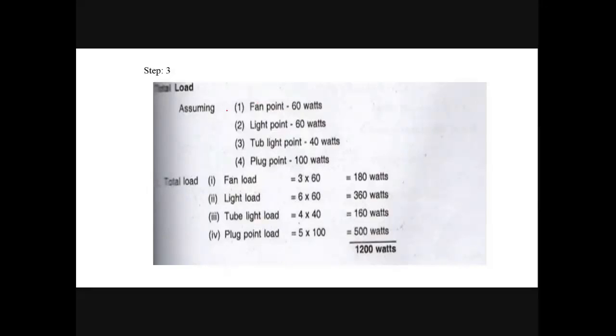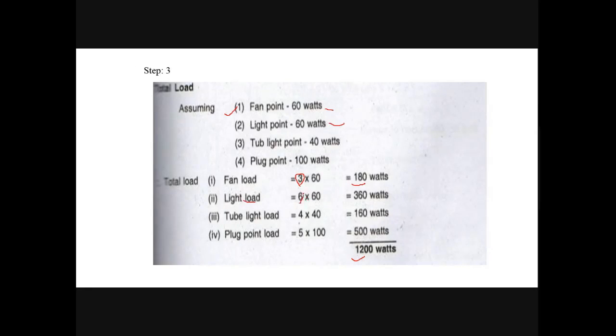Now the total load we have to assume, because they have not actually given the wattage rating. We have to assume for the fan. Let's say this fan can be of 60 watt. The light point uses 60 watt, the tube light uses 40 watt, and the plug uses 100 watt. So according to the total load, we have to add these total quantities, and that comes as 1200 watt. Fans are there of quantity 3, so we have to multiply this 3 with 60, so it comes as 180.